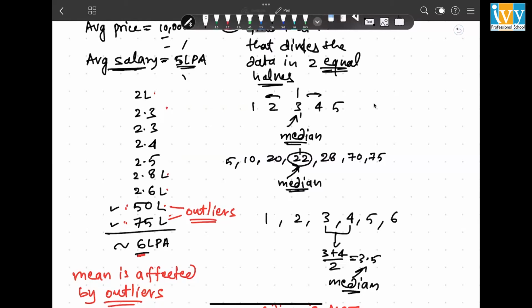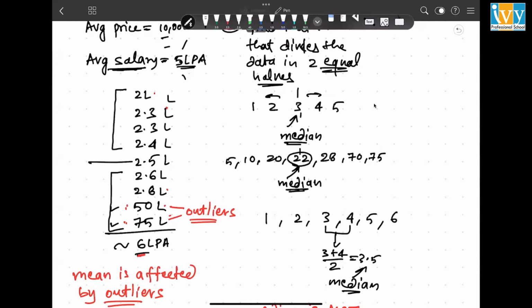Like this in increasing order. So 2.8 lakhs will come over here. This will be 2.6, and 2.6 will become 2.8. Okay, so now increasing order. So 4 values this side and 4 values this side.